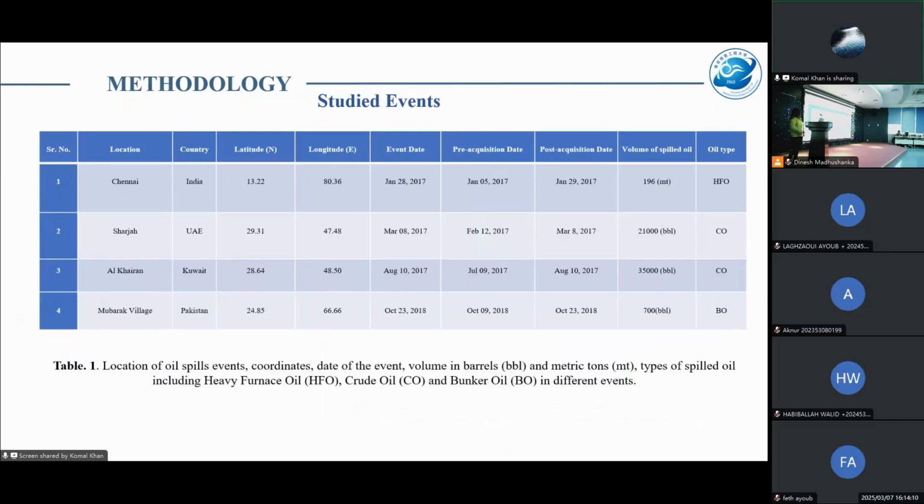This table is showing the details of the studied events, like the location, which country they happened in, and their coordinates, event, pre-event date, post-event date, and late post-event date. How much oil was spilled and what oil type was spilled in each event.